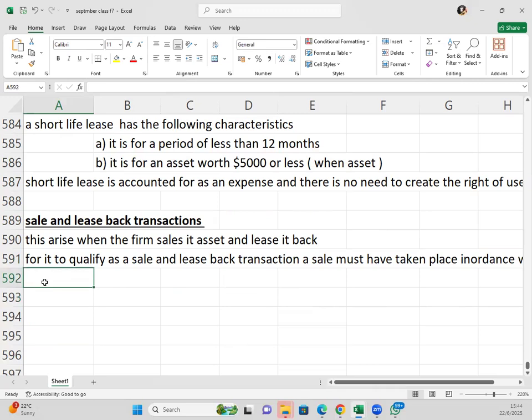So if we can say a sale has taken place, if we have managed to sell the asset and lease it back, how are we going to account for that?